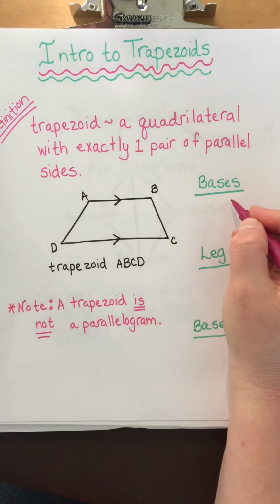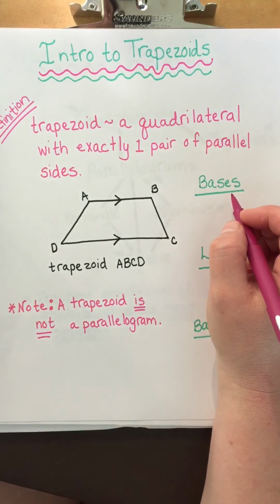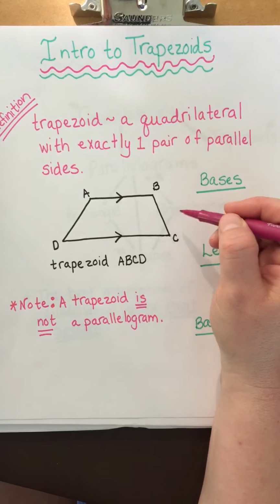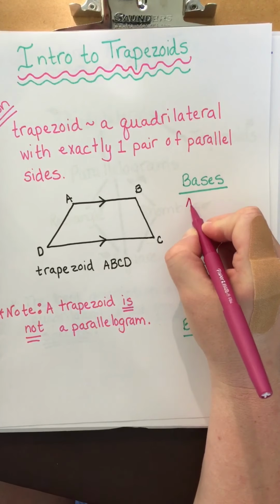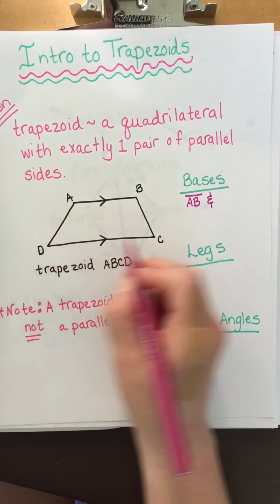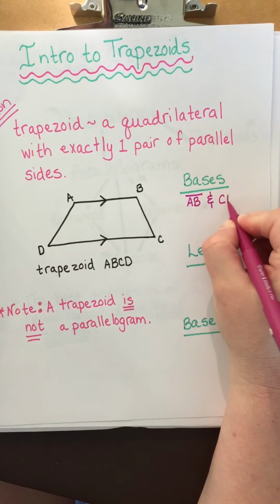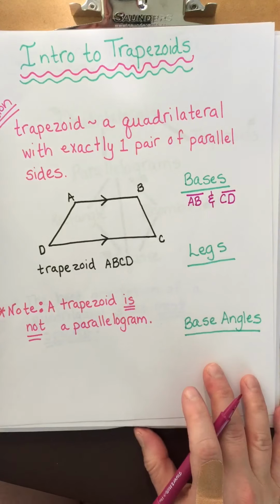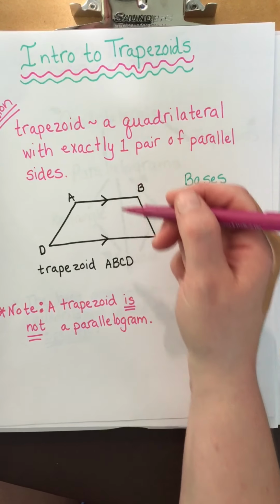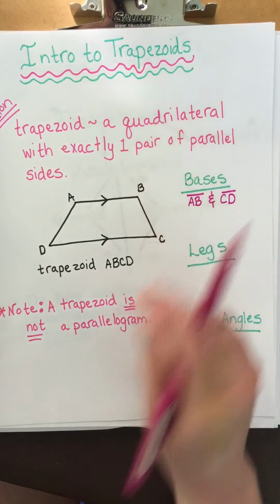First, the bases. The bases of a trapezoid are the 2 sides that are parallel. So for this specific trapezoid, the bases would be the side AB and DC or CD. I'm going to keep it alphabetical here. All right, so those are my bases. The bases of a trapezoid are the 2 sides that are parallel.